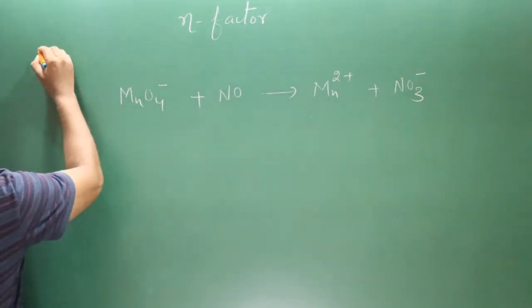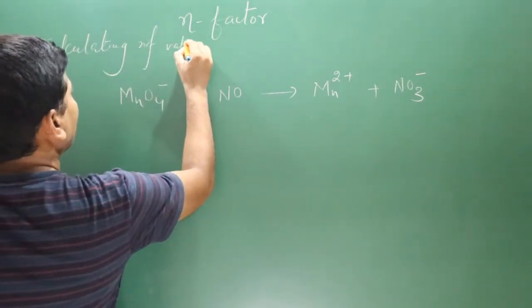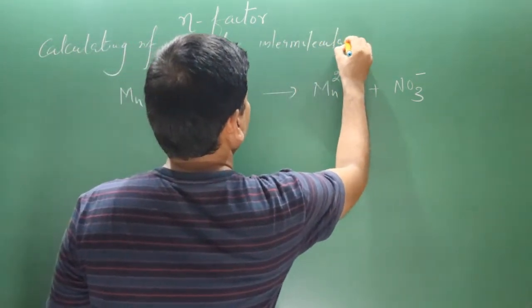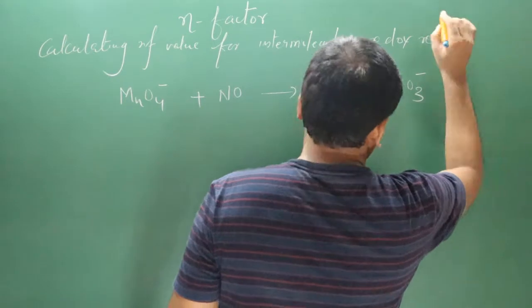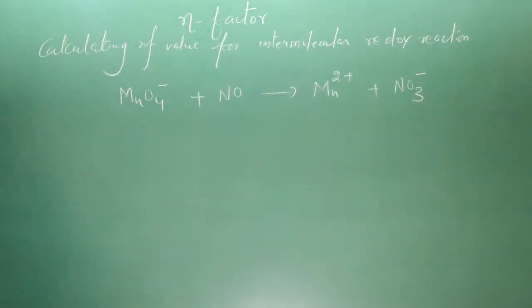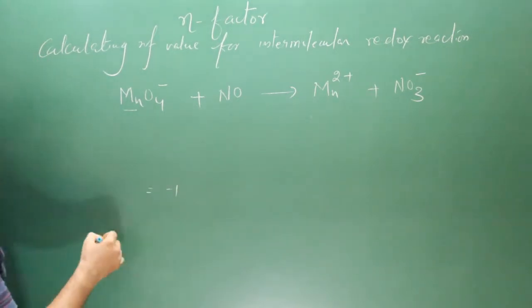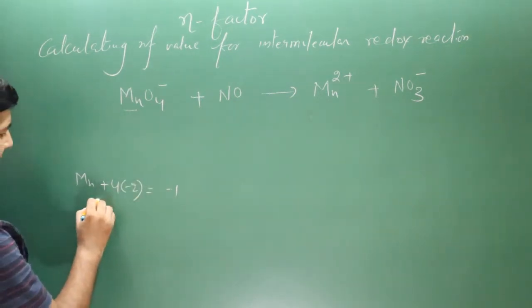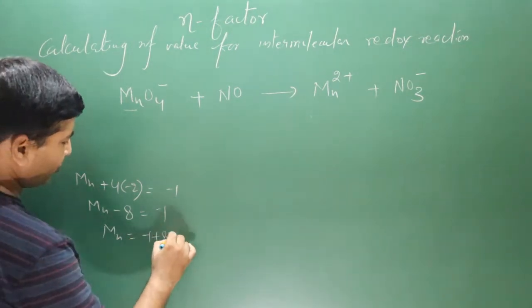The topic is calculating n factor value for intermolecular redox reaction. First of all, we write down the oxidation number of elements on both sides of the equation. Manganese is in a polyatomic ion, the overall charge is -1. So manganese plus 4 oxygen, each oxygen is -2, manganese minus 8 is equal to -1, manganese is equal to -1 plus 8, we get +7.